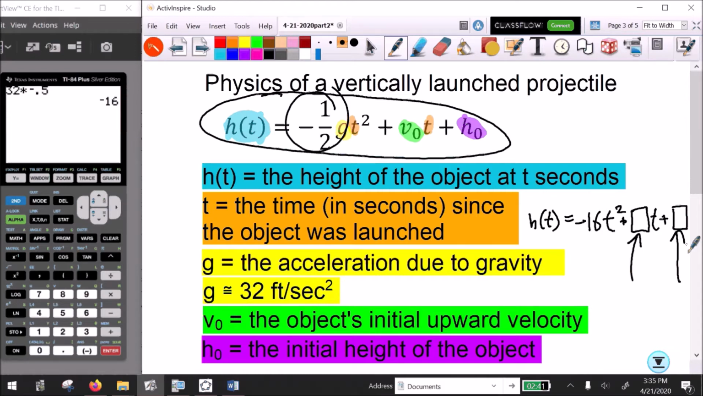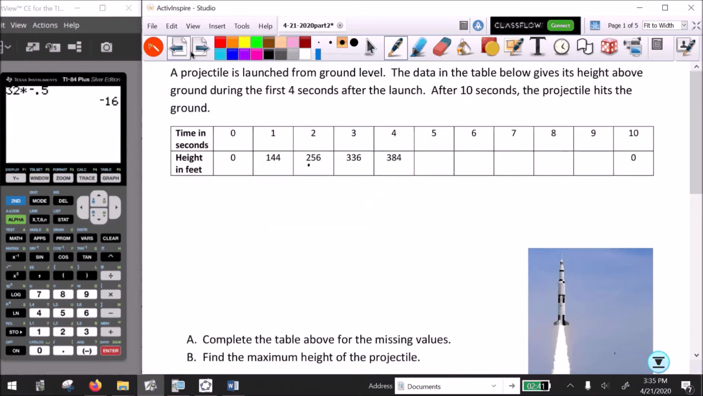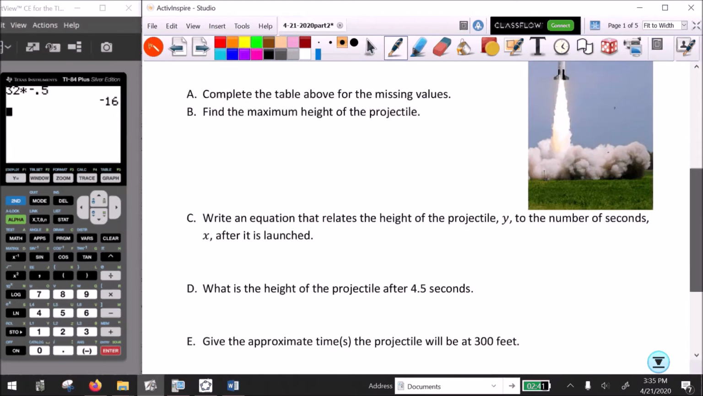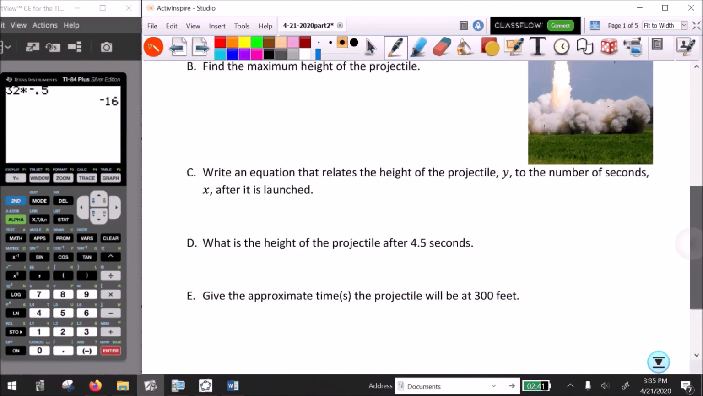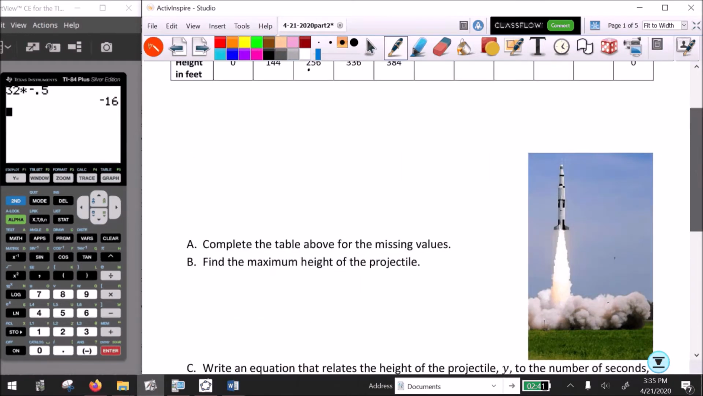And then we're going to use some factoring to figure out the two questions down here that say find the maximum height of the projectile and also find the approximate times when the projectile will be at 300 feet. We're going to use factoring to determine that. This is a pretty involved problem.